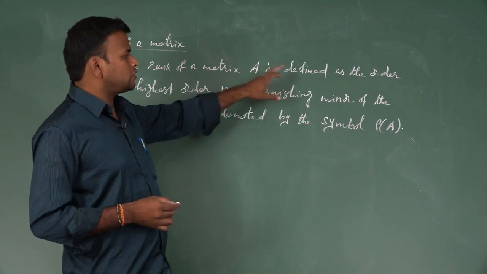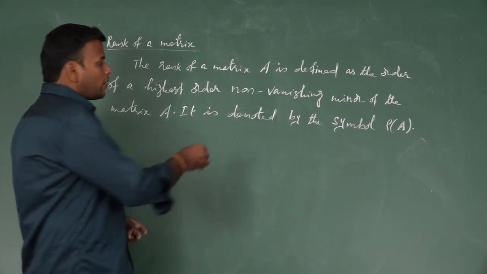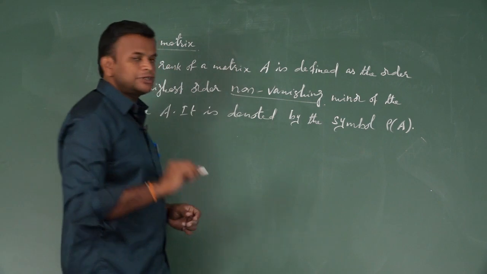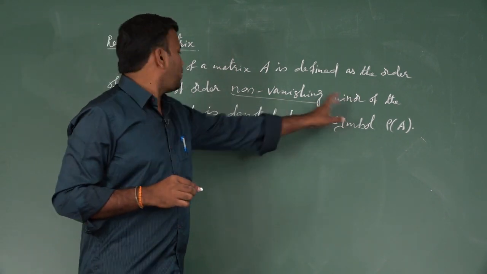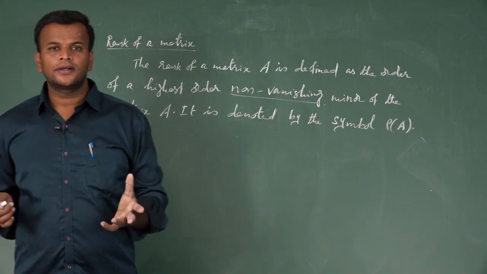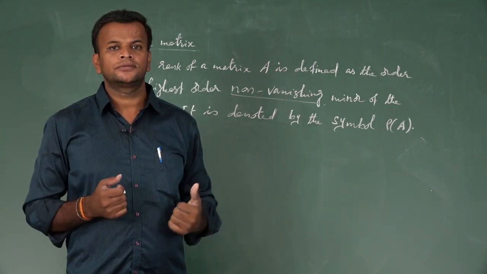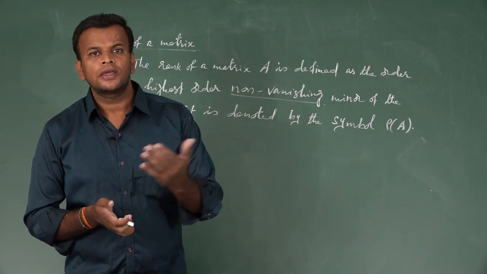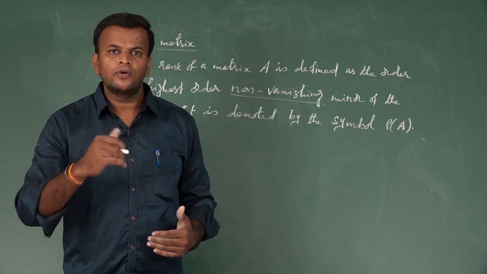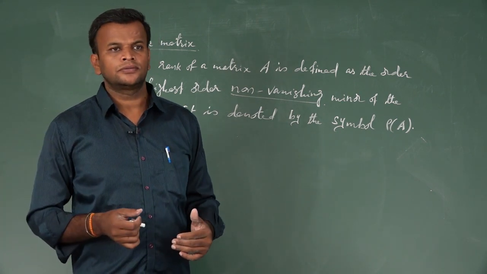The rank of the matrix A is defined as the order of the highest order non-vanishing minor of the matrix A. Vanishing means 0. Non-vanishing means non-zero. A minor means we must reduce our given order. So suppose it is given as 3 by 4, we convert the 3 by 4 so that at least one row or two rows become fully 0.